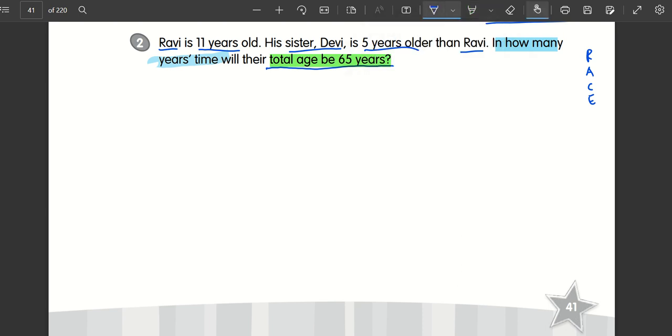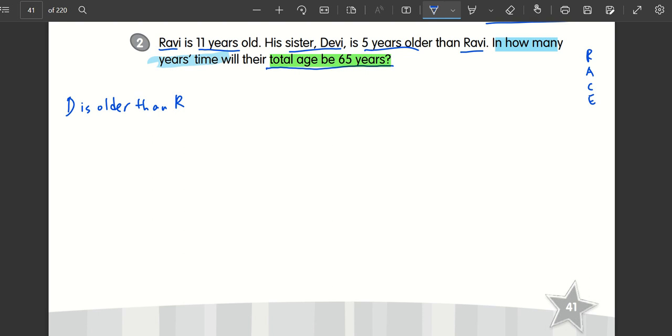Right, so let's look at the information again. You can say that Devi is older. In how many years' time will their total age be 65 years old? Now, I think the first thing you need to be clear about is what does it mean by in how many years' time?